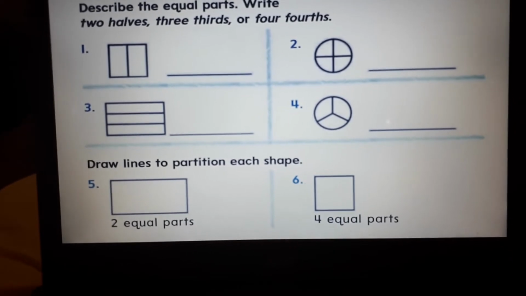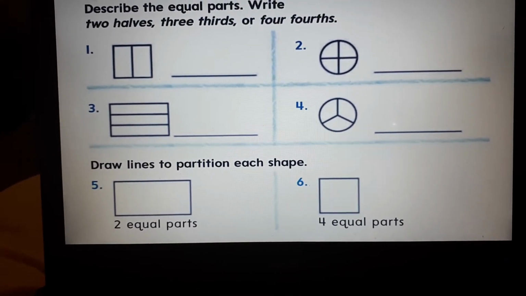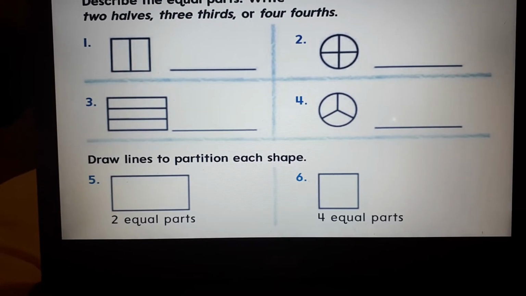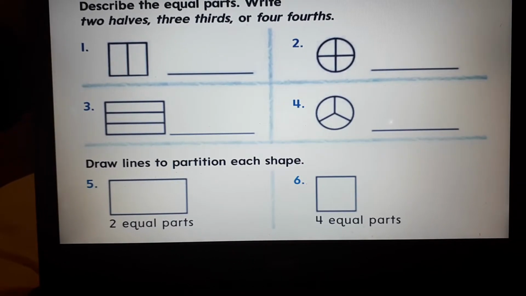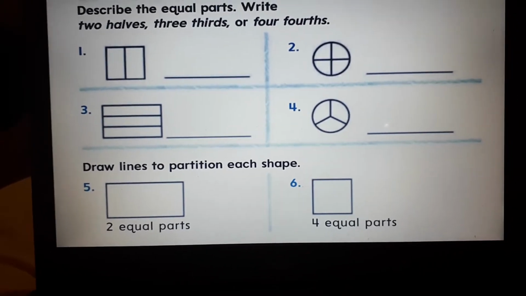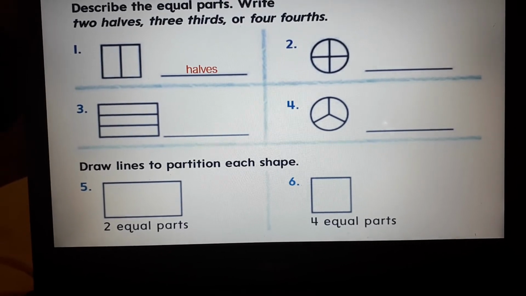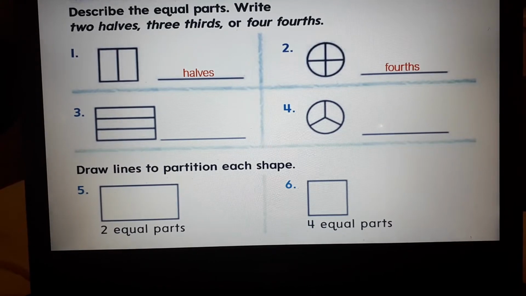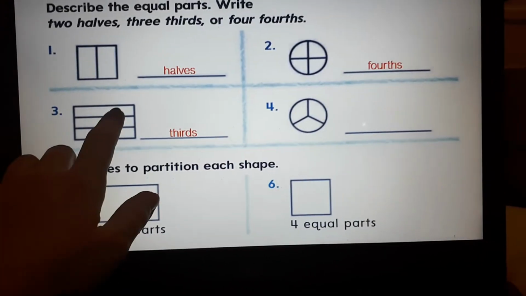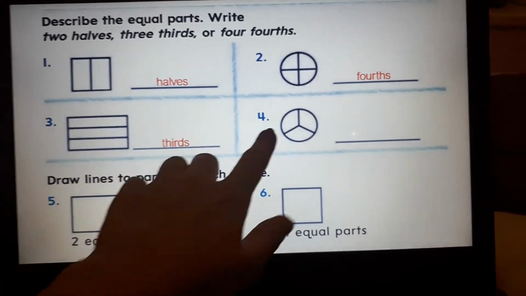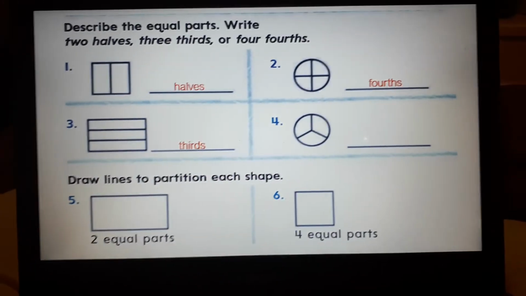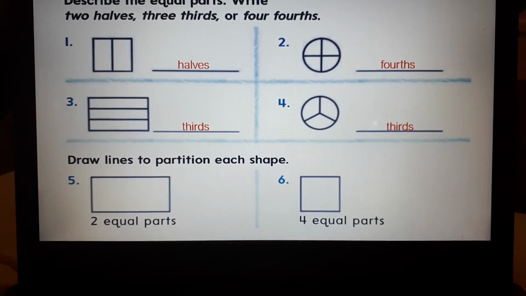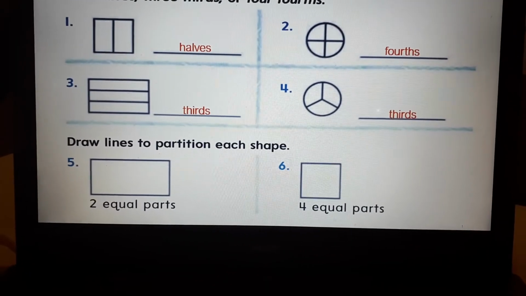This is the second page, page 778. Describe the equal parts. Write 2 halves, 3 thirds, or 4 fourths. Here, halves, fourths, thirds. How did I know? I will count 1, 2, 3, third. Here, 1, 2, 3, thirds. Okay? And here I will partition.